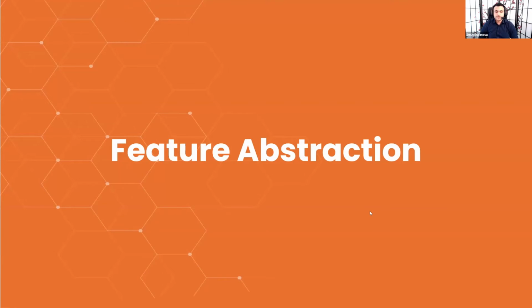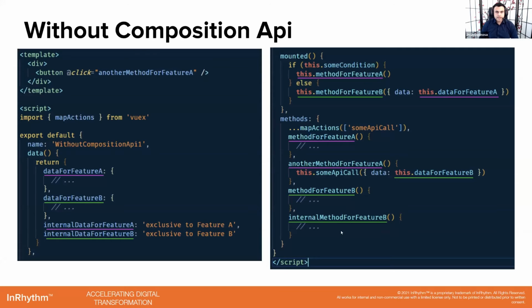So here I'll walk through 3 different scenarios: one without the composition API, one that Vue 2 has using mixins, and then using the composition API. So without the composition API, here's an example.